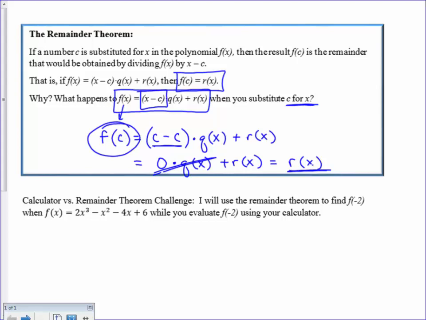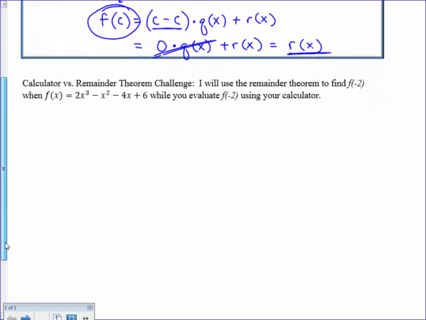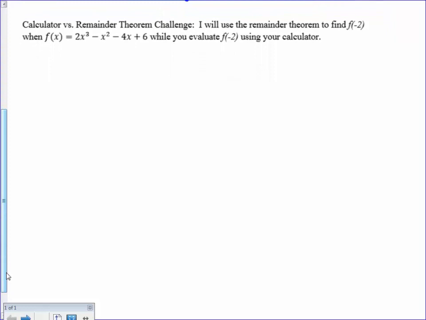Now, this probably doesn't make a whole lot of sense, so what I'm going to do is show you with an example, and I'm actually going to give you a challenge. Okay, what I'd like you to do is get out your graphing calculator, and I'm going to challenge you to do this on the calculator while I do it using synthetic division and the remainder theorem.